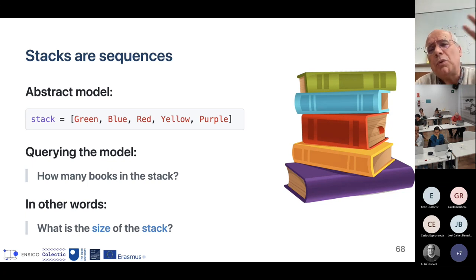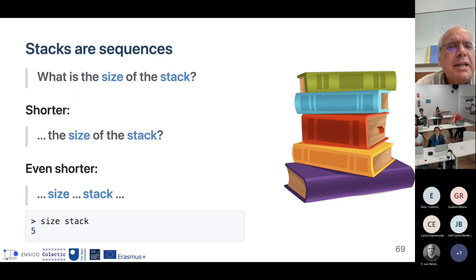And it's easy to see what is the book at the top of the stack. And when we start to take books out, we have to go in order, okay? Otherwise the pile is destroyed. We may ask, for instance, how many books are in this stack? In other words, and there we are playing with language, what is the size of this stack, if that's the proper word? But we can actually say the same with fewer words. The size of the stack, the definite articles are perhaps not needed. Size stack, and this is enough. Size stack is exactly the observation that we can immediately ask the computer to do.